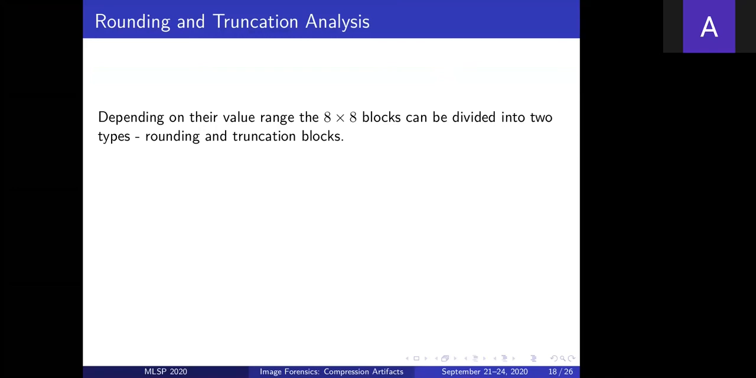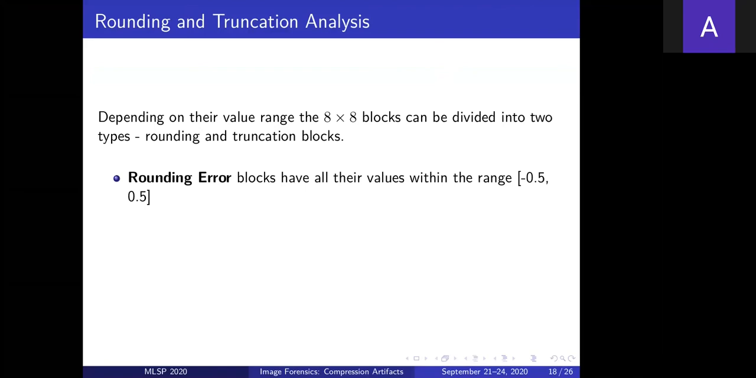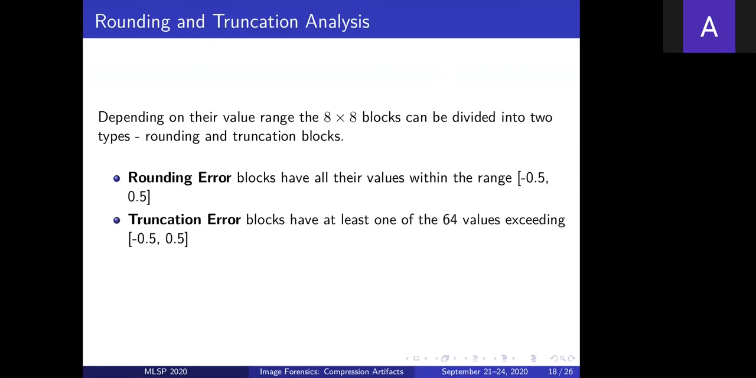Depending on the range of values, error image blocks can be divided into two categories: rounding error blocks and truncation error blocks. Rounding error blocks have all their values exclusively in the range minus 0.5 to 0.5. On the other hand, if any of the values exceeds this given range, it is called a truncation error block. In this section, we'll analyze the effect of each of these blocks on our classification accuracy.